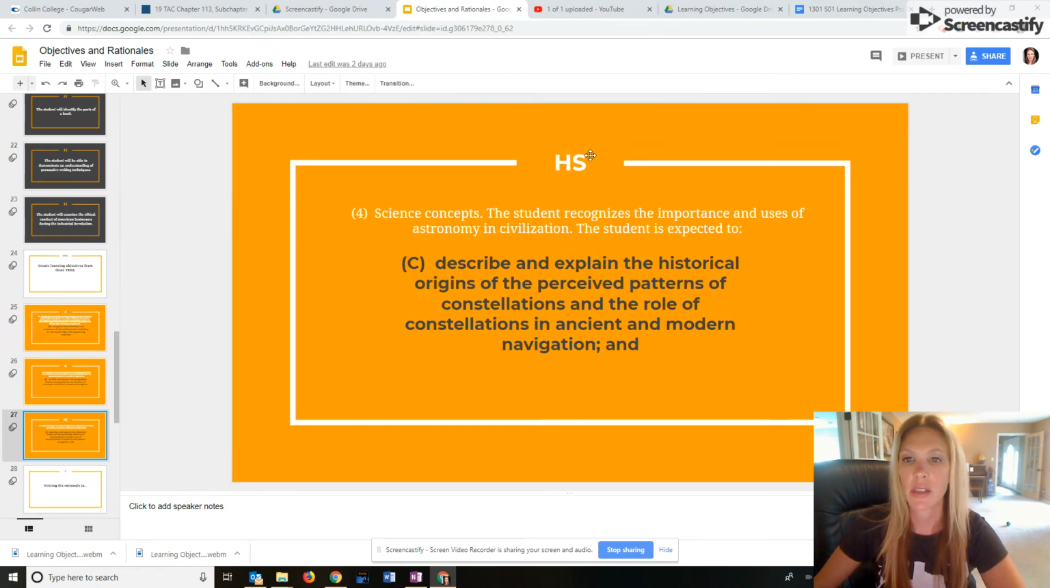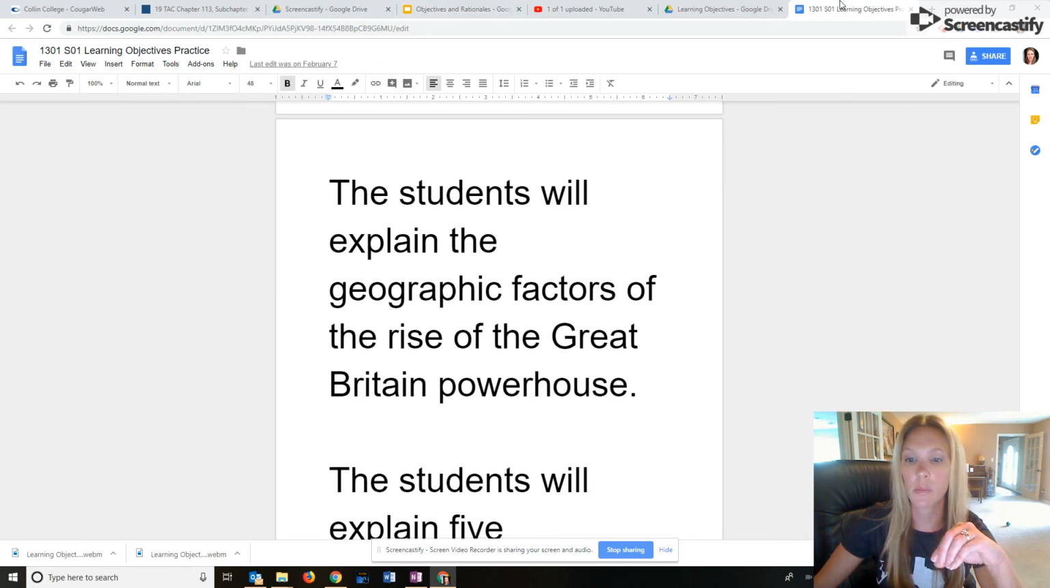And our next one, we have a science high school TEK, and this one is talking about astronomy. Describe and explain the historical origins of the perceived patterns of constellations and the role of constellations in ancient and modern navigation. To me, that's a lot going on. The patterns of constellations may take a while to do, or the role of it in ancient and modern navigation. That would definitely take some time to go over and teach in a lesson. So again, we have describe and explain, two different verbs, and we have to narrow it down to 1 verb.